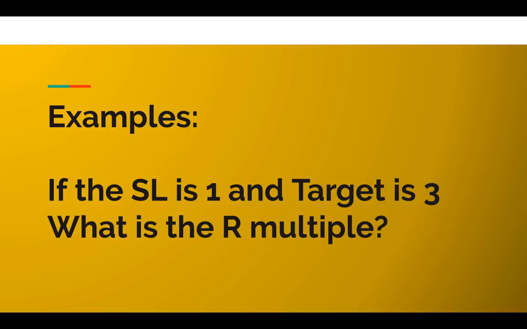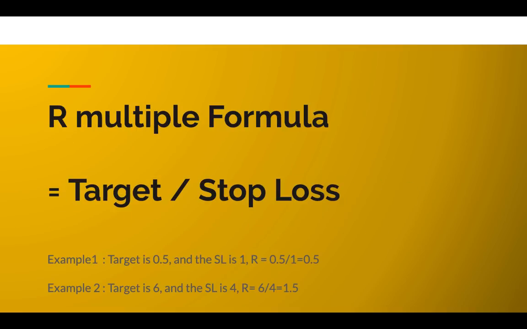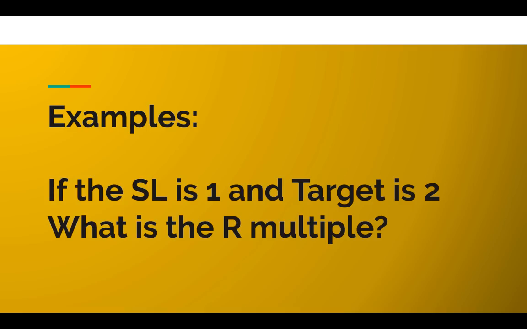The question is to you. Before you go further, pause this and tell me what is the R multiple. I want you to answer, for both of them. The stop loss is 1 and the target is 2. What is the R multiple? If the stop loss is 1 and target is 3, what is the R multiple?